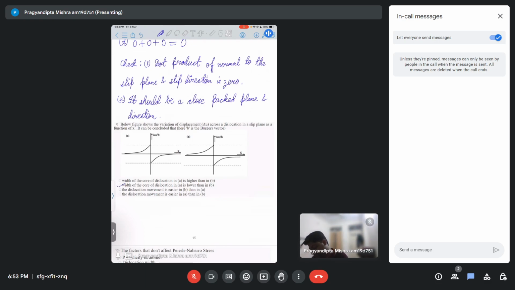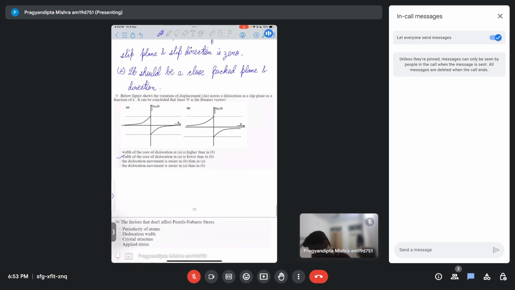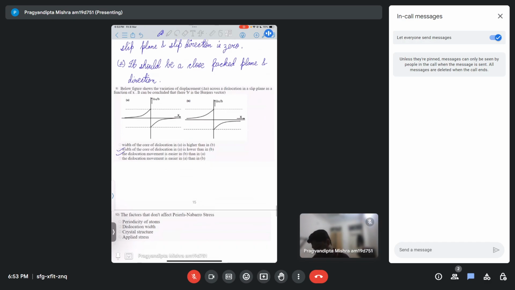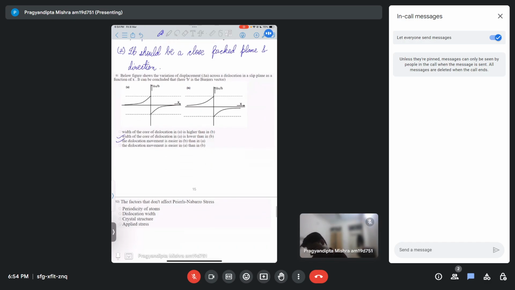So that can be directly seen. And then dislocation movement is easier in B than in A. So we have already discussed based on width. Wherever width is larger, the dislocation movement will be easier. So this option is correct. Option D is exact opposite of option C, so that is incorrect.